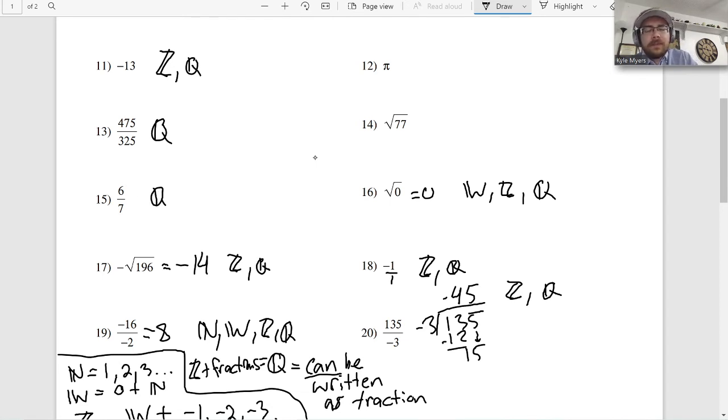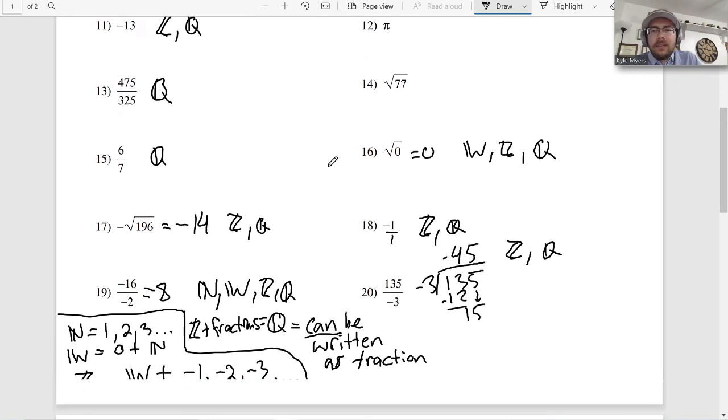That's a fraction. Square root of 77. Again, I cannot take the square root of that, so it's not going to be rational. I have to write it without the square root for it to be rational, which is why for number 16, for instance, I took the square root of 0. Square root of 0 is 0. I can write that as a number without the radical, which is why I could label that as a whole number, and then as an integer, and then as a rational number.